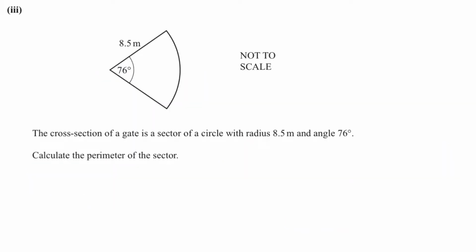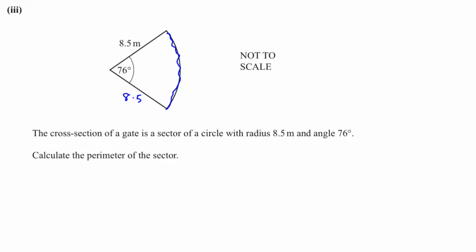Part 3. The cross-section of a gate is a sector of a circle with radius 8.5 meters and angle 76 degrees. So this is the radius, this is the angle, and this is the radius. Calculate the perimeter of the sector. Perimeter means the outside part of any shape. So we have the radius, and we need to find this side. This is the arc length of a sector.